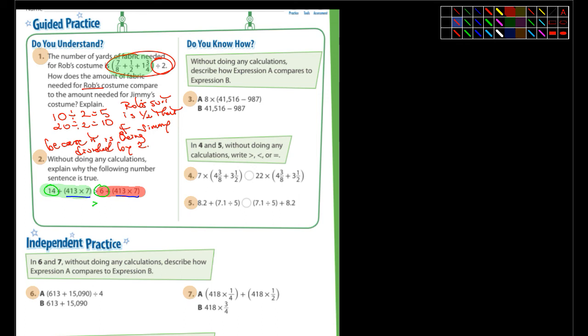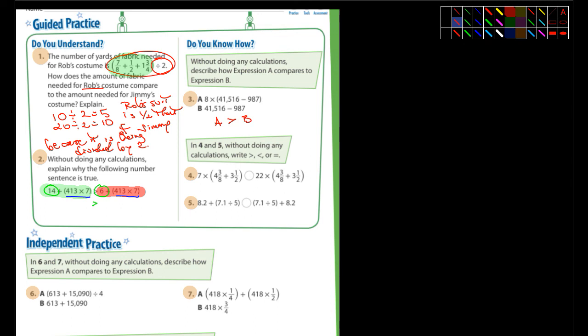Again, without doing any calculations, I'm looking at number 3 now. Describe how expression A compares to expression B. Look at A. It's 8 times, and then in parentheses, 41,516 minus 987. And then B, it's the same thing, except it's not being multiplied by 8. How does it compare? I guess this is what they'd want you to do. You'd simply write A is greater than B.